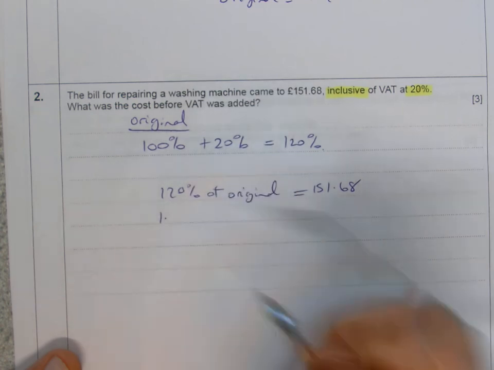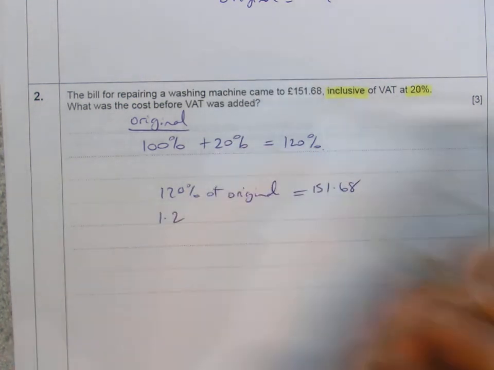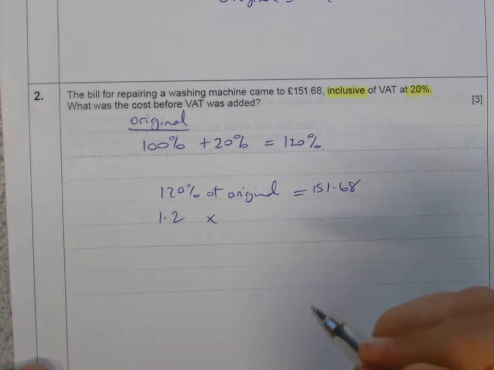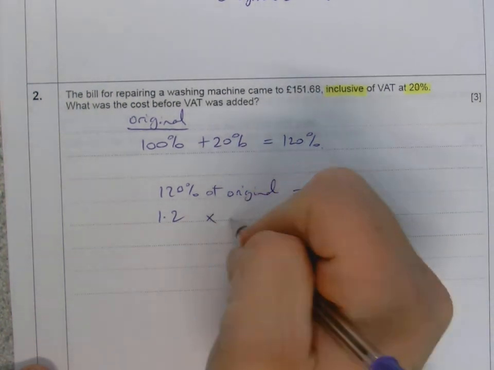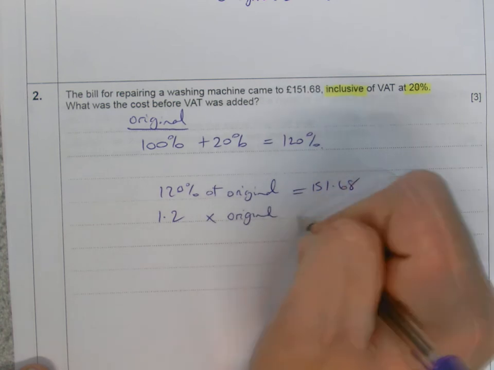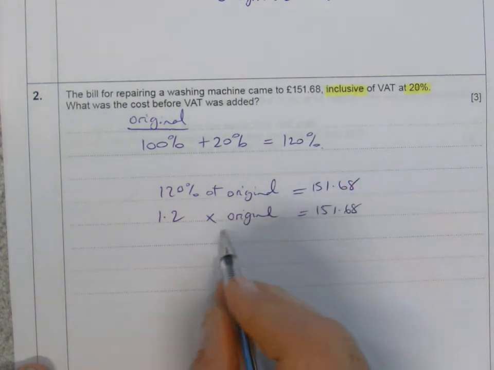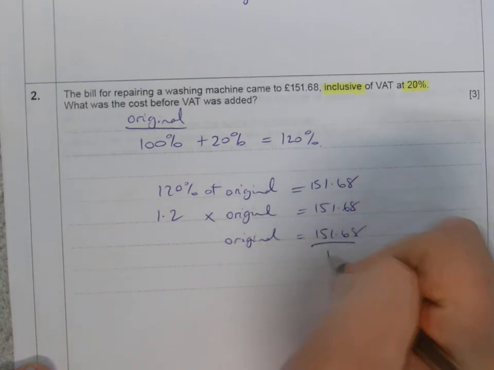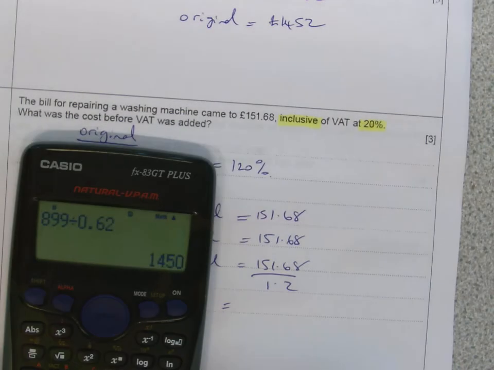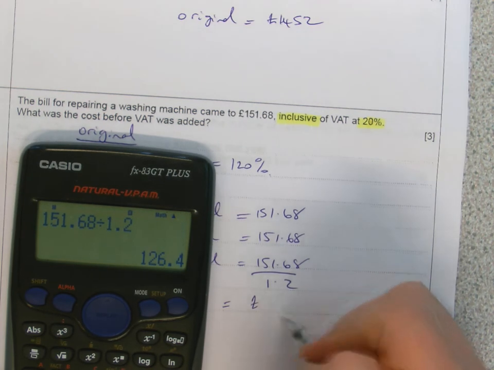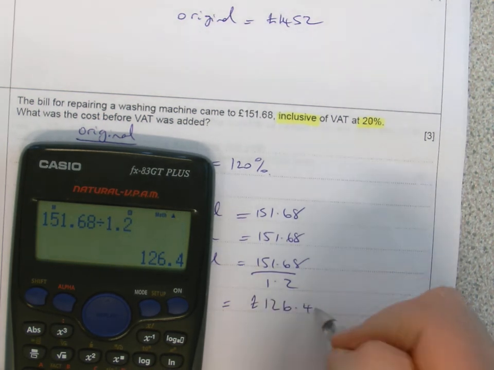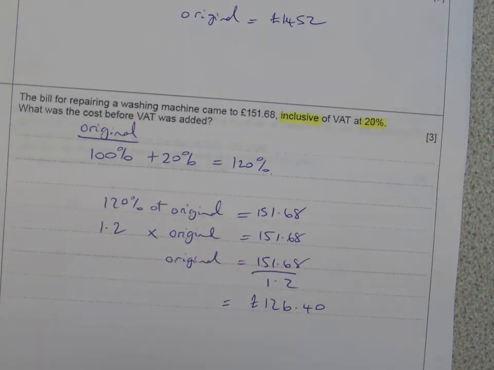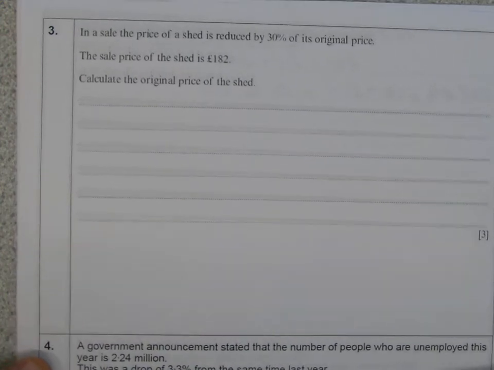120% is 1.2, 1.20 doesn't matter. 1.2 of means times, and again you times in here, so to get the original on its own you take it over and you divide, and you get your answer. So I'll get my calculator, divide by 1.2, and I get my answer there, 126.40, obviously put a 0 there. £126.40.